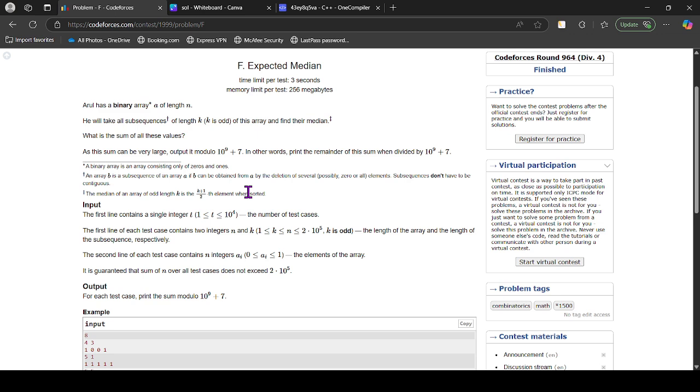As the sum can be very large, output it modulo 10^9 + 7. In other words, print the remainder of the sum when divided by 10^9 + 7. n and k are up to 2 into 10 power 5, and k is odd. And the array consists of only the integers 0 and 1, as it is given that it is a binary array.